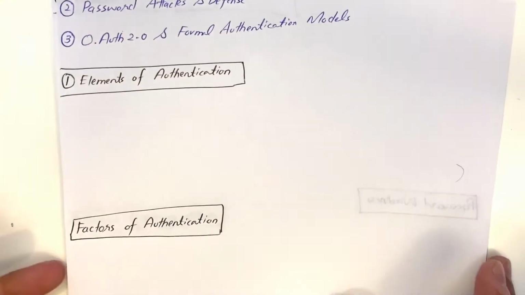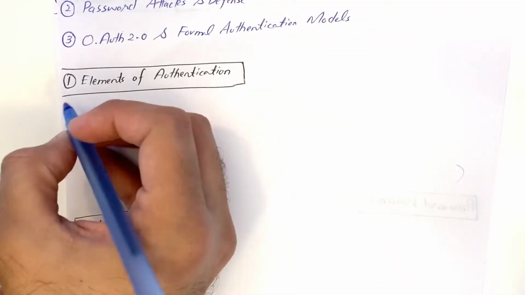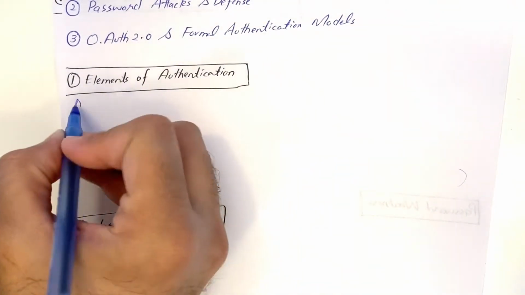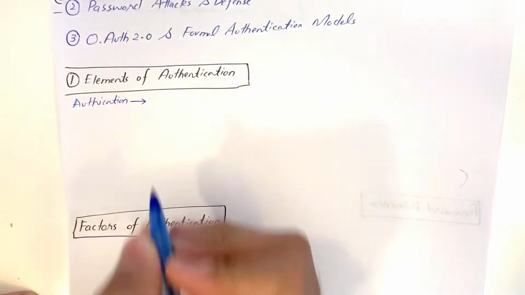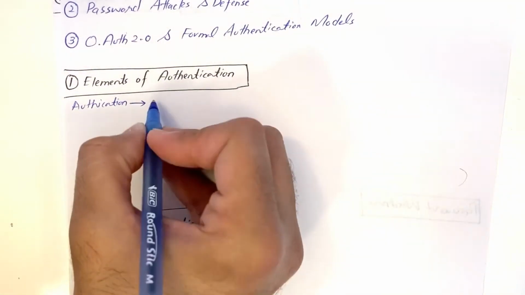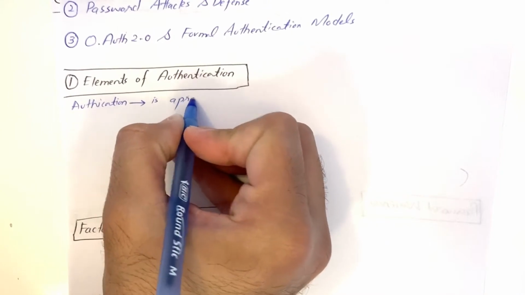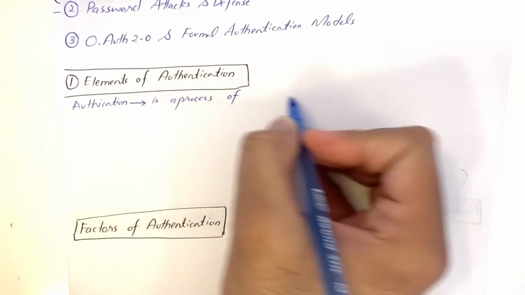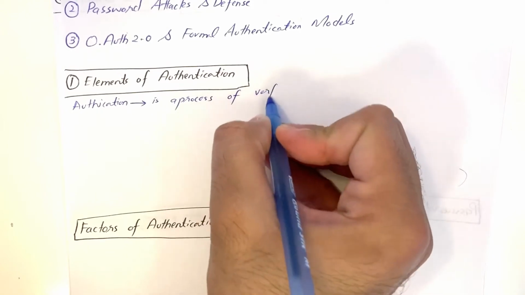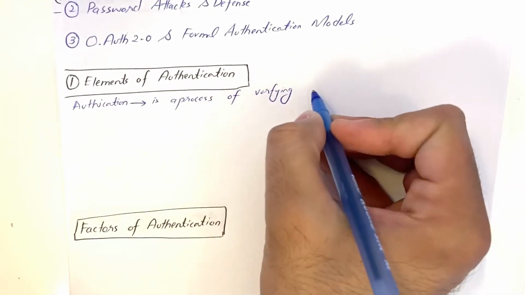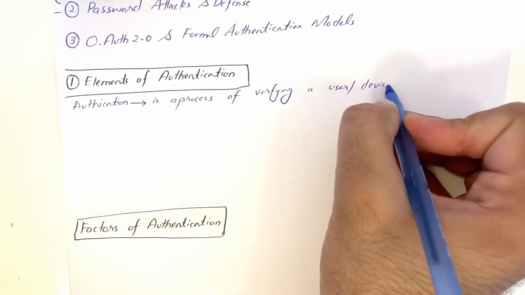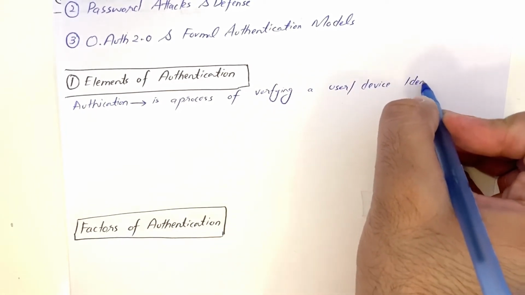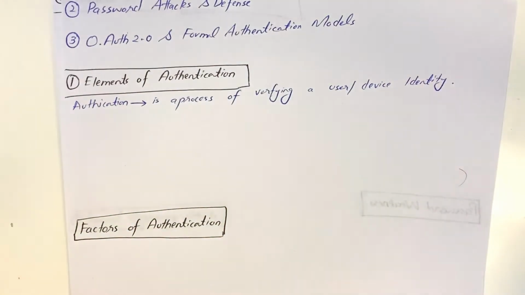So if we would like to define authentication, what is basically authentication? Authentication is basically verification of credential, or you can say authentication is a process of verifying a user or device identity. So a process of verifying a user or device identity is called authentication.